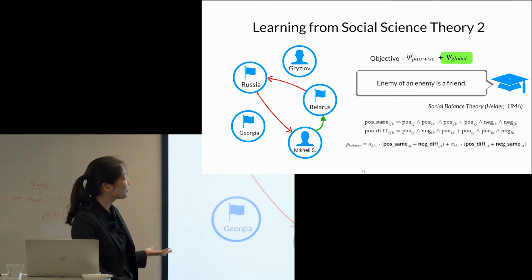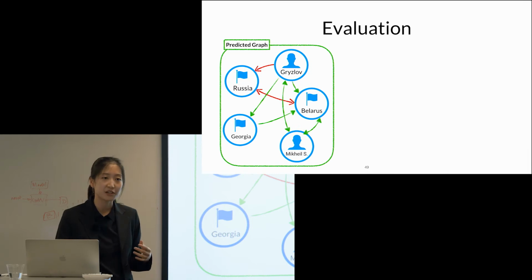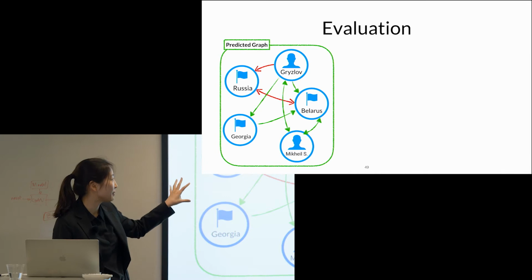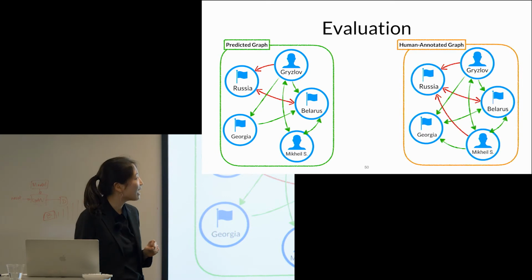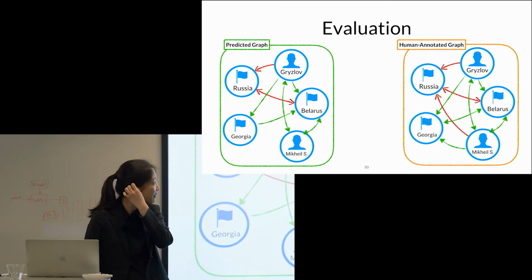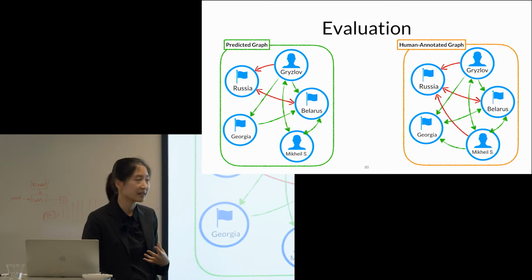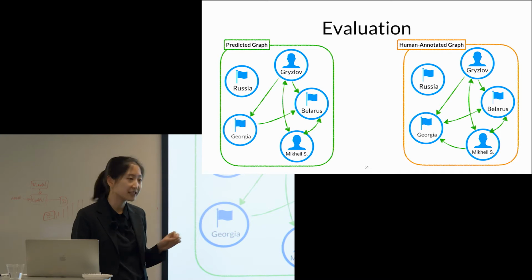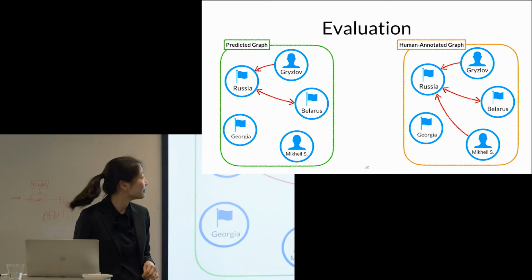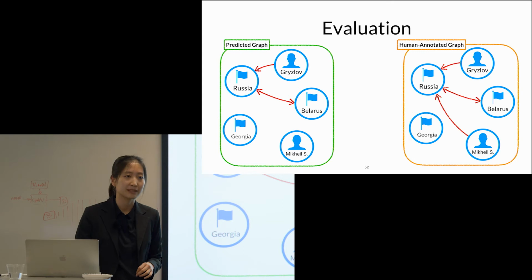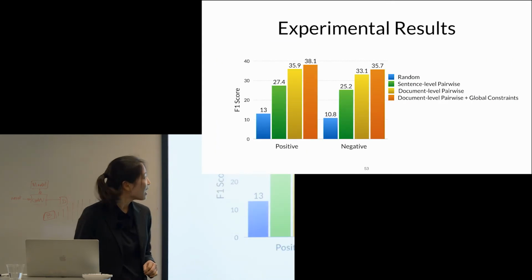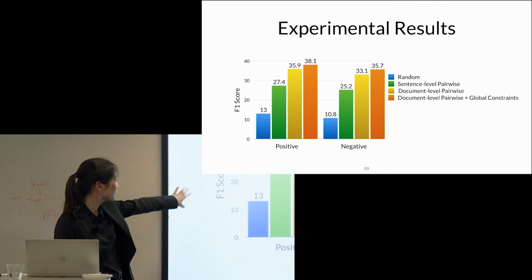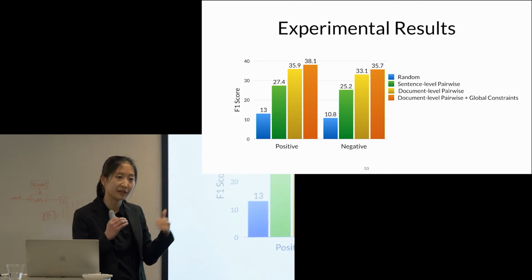And now after we have built the model, we are trying to do the evaluation. The model outputs this predicted graph of relations between entities, and there is a human annotated graph. We actually collected smaller scale data for this. Now we are comparing whether the positive edges are correctly captured and whether the negative edges are also correctly captured. The results are for positive and negative edges. The F score is how many of those edges are recovered.